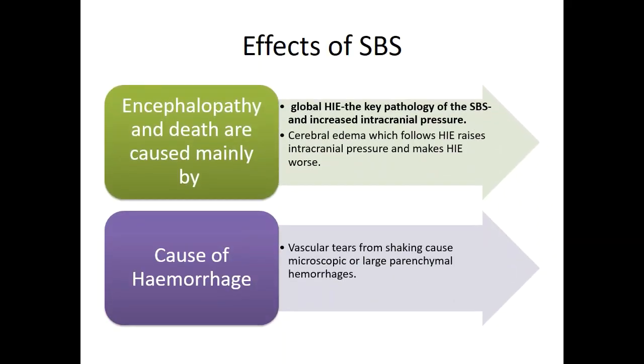What are the effects? The major effect is encephalopathy. Encephalopathy and death are mainly caused by this global hypoxic ischemic encephalopathy, which is the key pathology of shaken baby syndrome, and a raised intracranial pressure. Cerebral edema, which follows a hypoxic ischemic encephalopathy, raises the intracranial pressure and makes this hypoxia even worse. What is the cause of this hemorrhage? The hemorrhage that results, particularly the retinal hemorrhage, is basically because of the vascular tears from the shaking that causes microscopic or large parenchymal hemorrhages.